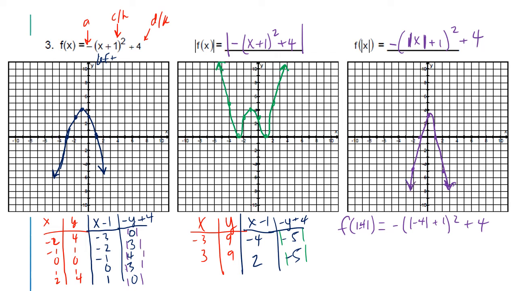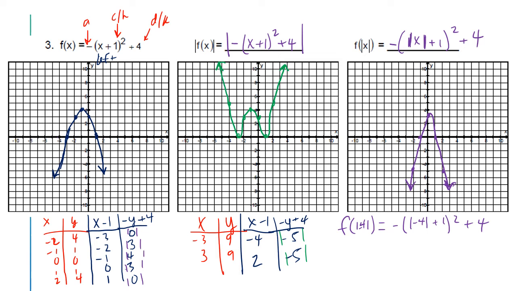Okay. But the key thing here is that when you're taking the absolute value of the x, the negatives are just going to mimic the behavior of the positives, okay? Your negatives don't disappear. They're just going to do whatever the positives are doing. So if my positive is at 2, my negative is going to be at 2. If my positive is at negative, then my negative is going to be at negative, okay? You still have those values.